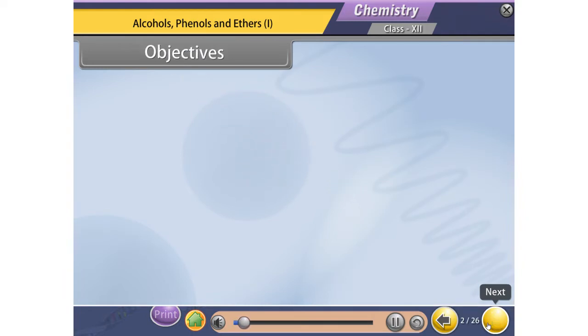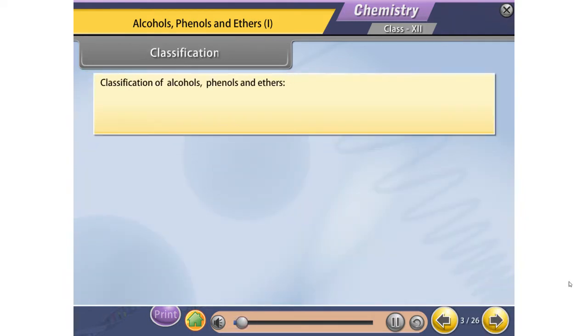Objectives. At the end of this lesson: classification of alcohols, phenols and ethers, mono, di, tri or polyhydric compounds.